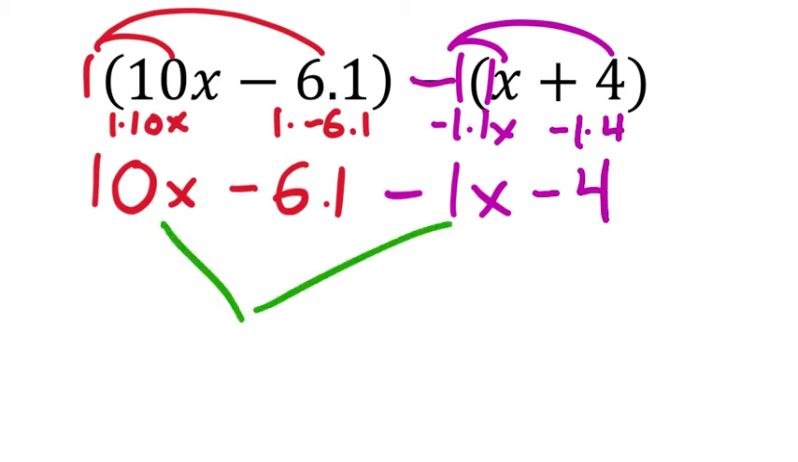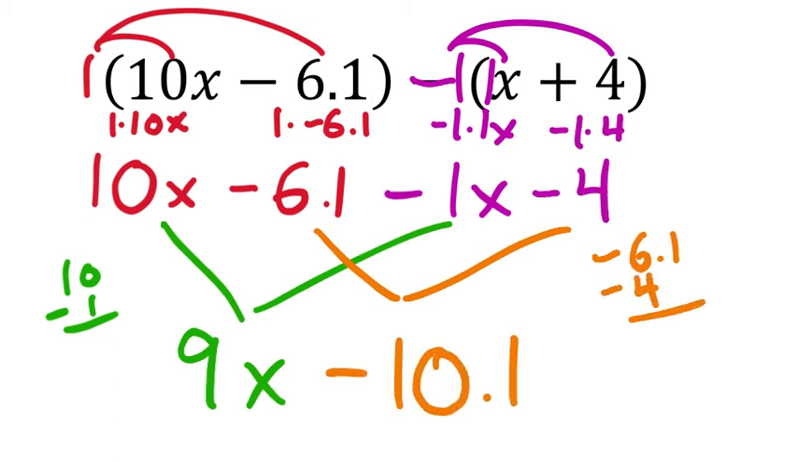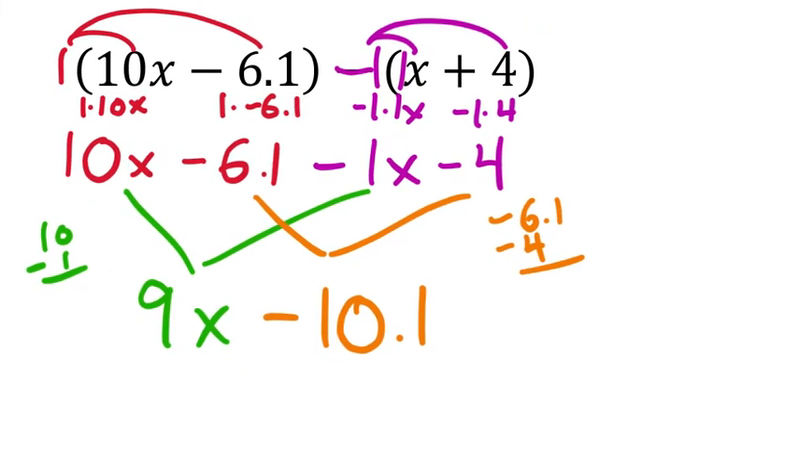I got my x terms here. So it'd be 10x's minus 1x's, which is 9x's. And then we also have the constants, -6.1 and then -4, which is -10.1. So that would be the expression that we'd want. Of course, you could rearrange it with -10.1 first, and then the positive 9x second, okay?